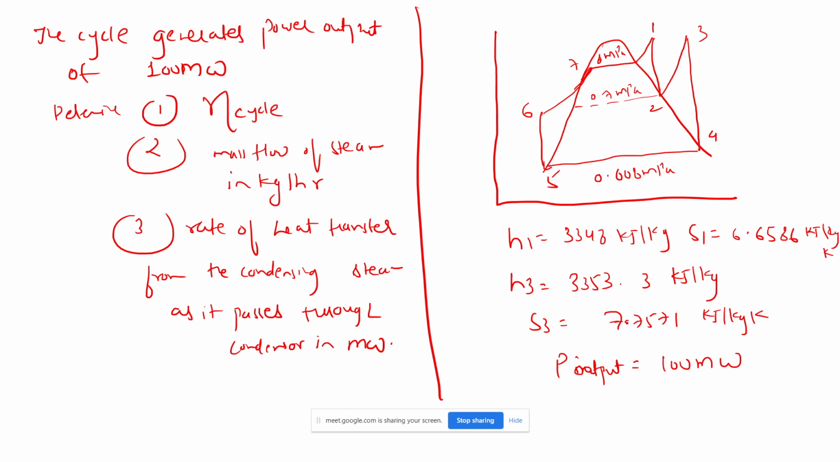So these points they have given, and based on this you have to calculate the other points. That is, you have to determine the enthalpy at point 2, H2. H4 you have to determine. H5, S6. All these points you have to determine. You have to calculate. After that you can calculate the rest.